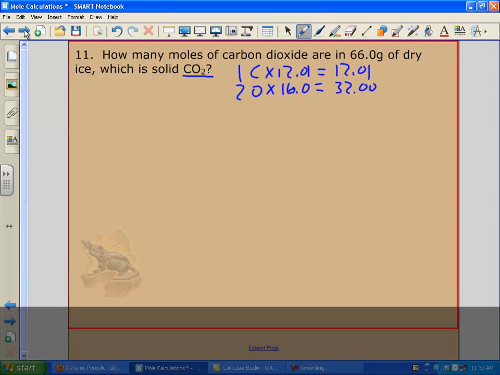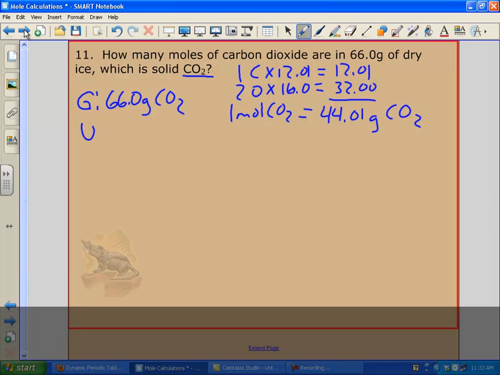So 1 carbon times 12.01, 2 oxygens times 16.0. And that's going to give us 44.01 grams of CO2, 1 mole of CO2. That's what we found back in number 8 if you look on your sheet. But it's okay to calculate it again. There'll be times where you won't remember it, so you need to do that. And our given in this case is 66.0 grams of CO2, and we're looking for moles. So that's our unknown, moles of CO2.